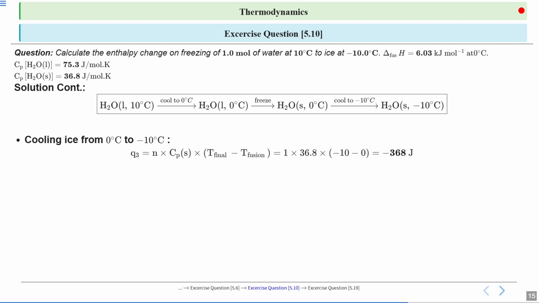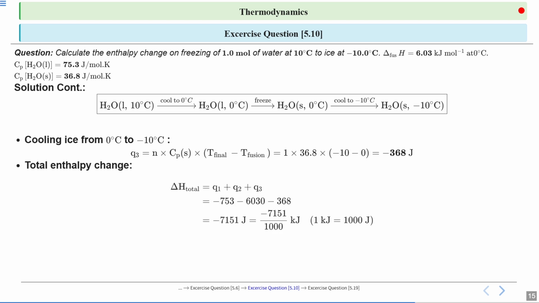Now the temperature change is from 0 to minus 10, which will give you the delta T as minus 10. Therefore, the enthalpy change for the third step would be minus 368 joule. Now, if these three parts are clear, we can calculate the total enthalpy change, which will be the summation of Q1, Q2 and Q3. If you add all of this, you will get your total value as minus 7151 joule.